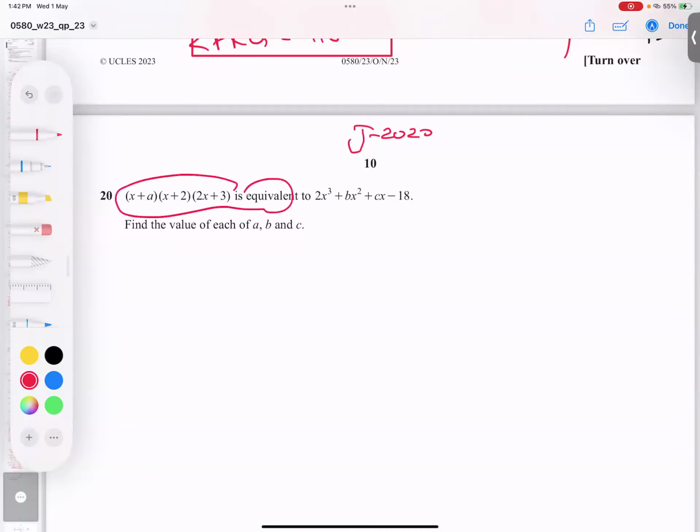So this is equivalent to that. I'm going to multiply them and put them equal to each other. I can multiply starting from any of these, but I think it is better to start from these 2 products.